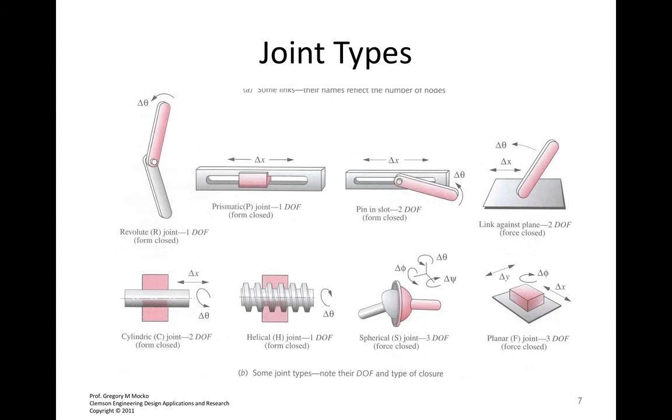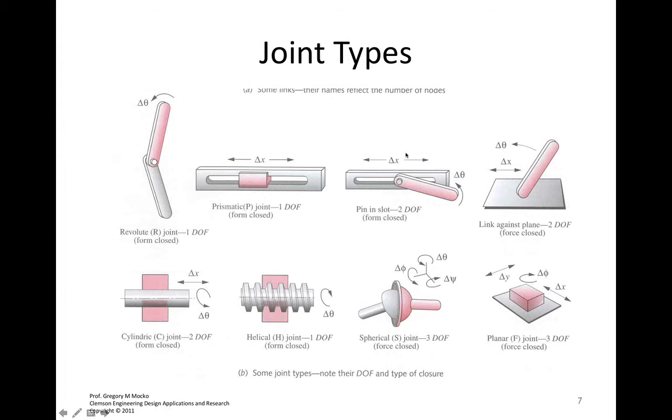We've got some joint types here. We've got a revolute joint. This revolute joint only allows rotation between the pink and the gray link. A prismatic joint allows sliding between the pink and the gray links. These 2 joints enable 1 degree of freedom.